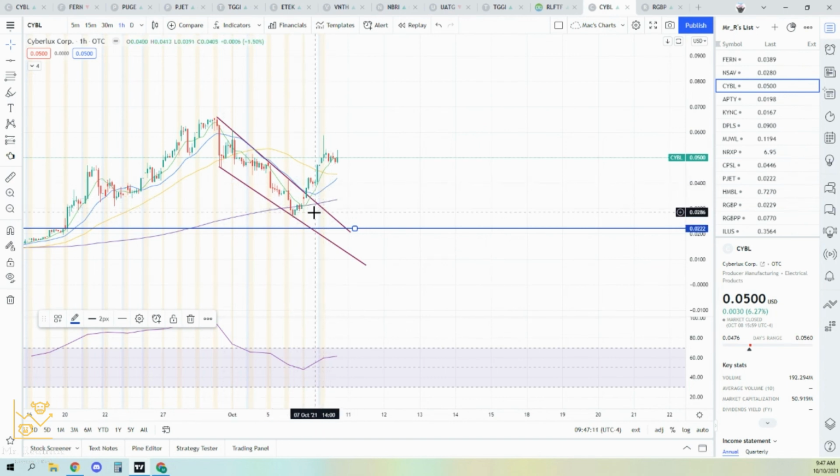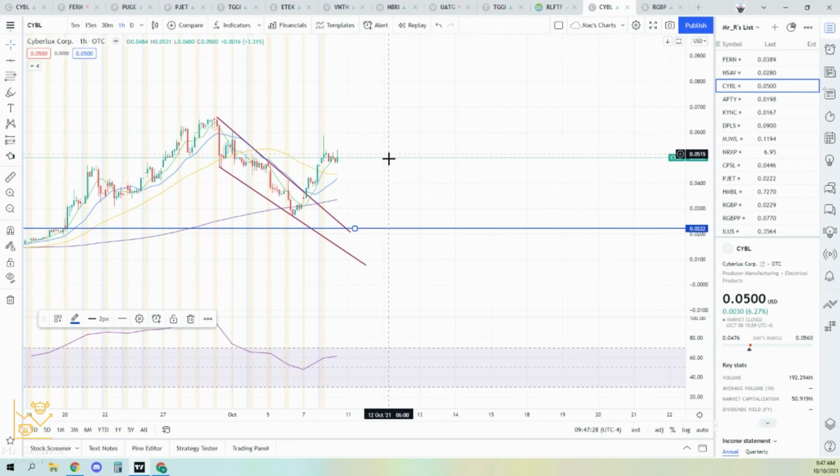Now, you've got to be looking for a breakout from here. And as you can see, the breakout was above this trend line. If this broke above the trend line, it was bullish. And it did. So now this is a bullish chart.